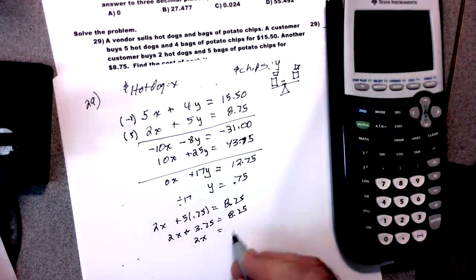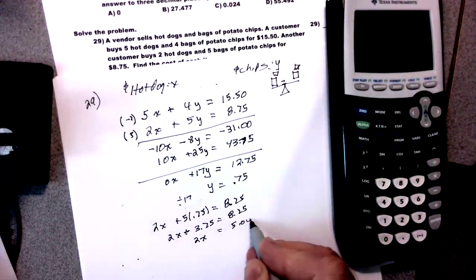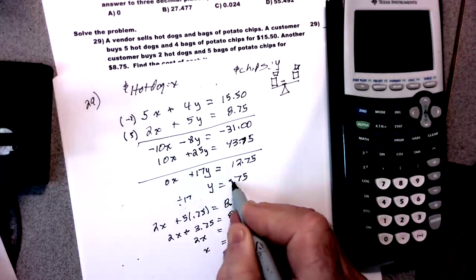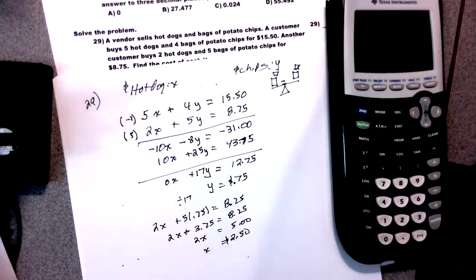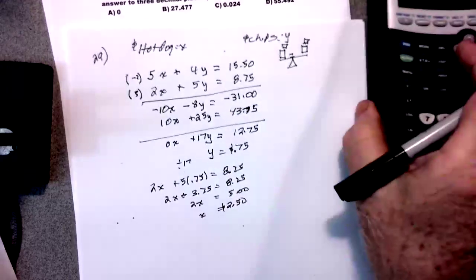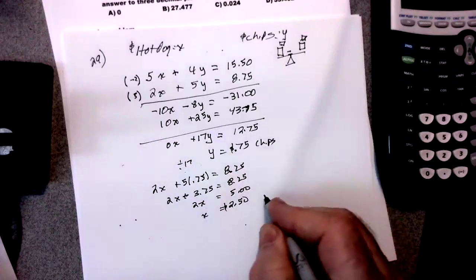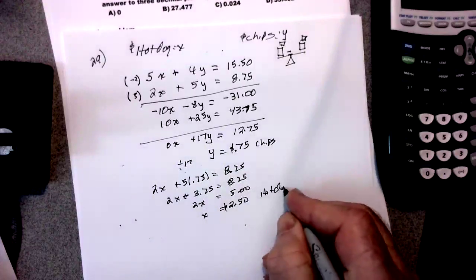Subtract the 3.75 from both sides, and I get 5. Divide by 2, and I get 2.50. And so now I think that a bag of chips costs 75 cents. My chips, my hot dog, I think these are the prices.